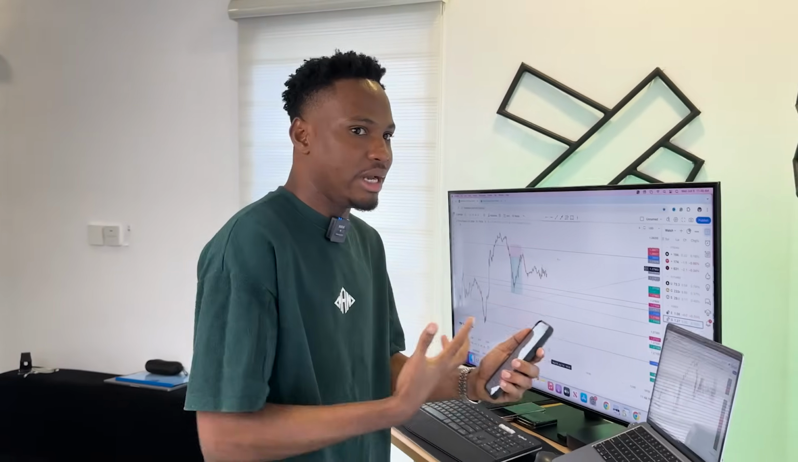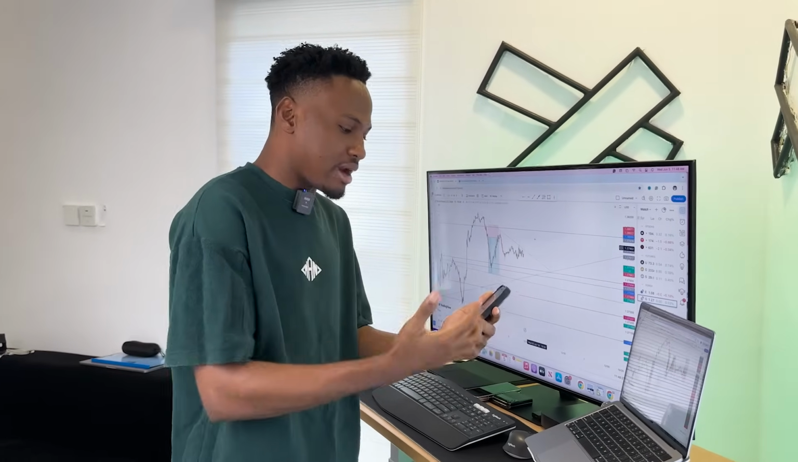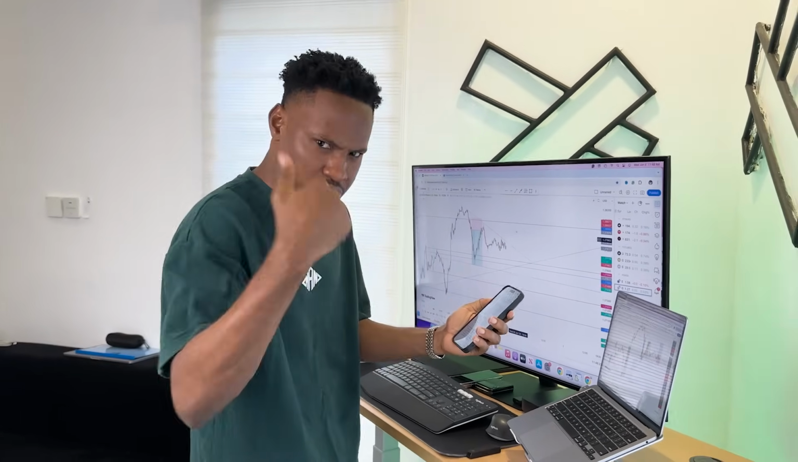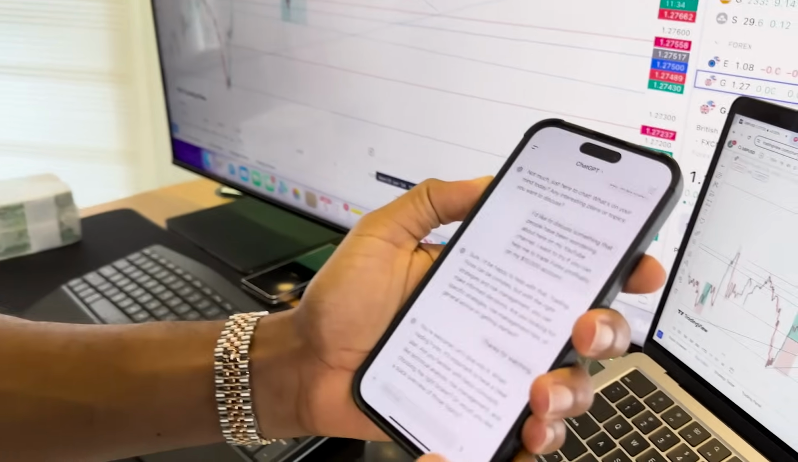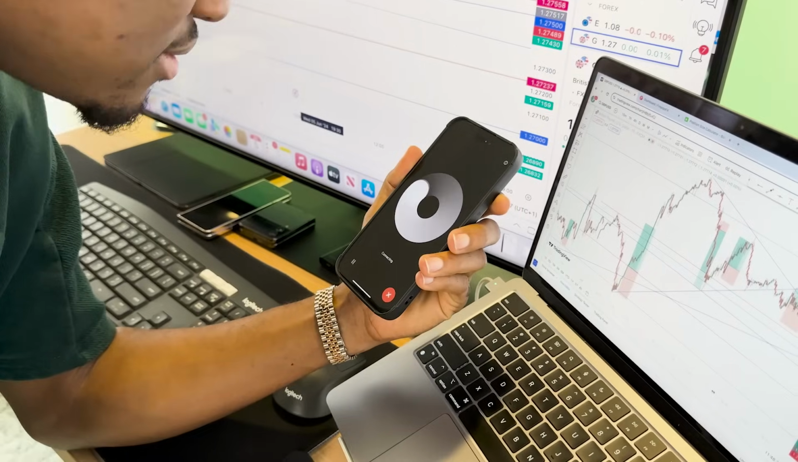Okay, now, the first thing I would like to do is just have a conversation with this AI, just so that we get to familiarize ourselves and get to know how it works. So I'm just going to tap on this. It's connecting.